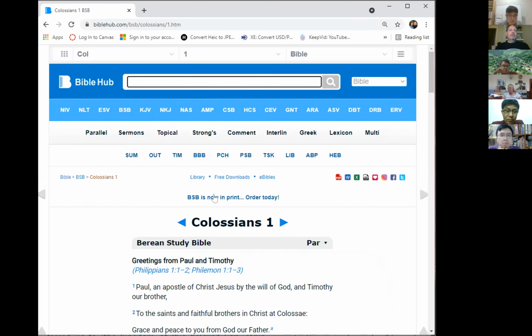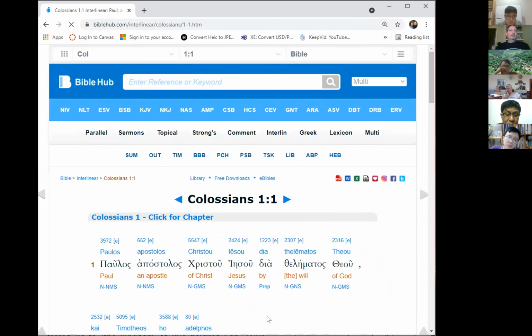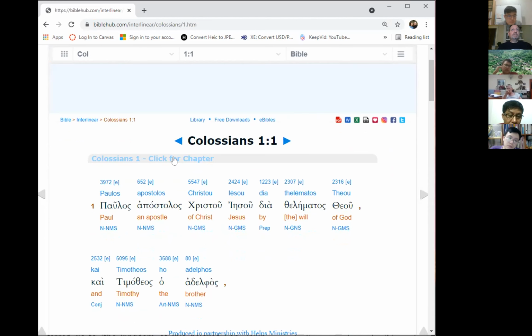And then, okay, there's all kinds of stuff here. What I want to focus on is what's called here interlin. Okay, you see that? Interlin is short for interlinear, meaning between lines. And I'll show you why that is. Notice here, this is Colossians 1. I'm going to click for the whole chapter. I want to see the interlinear for the whole chapter.